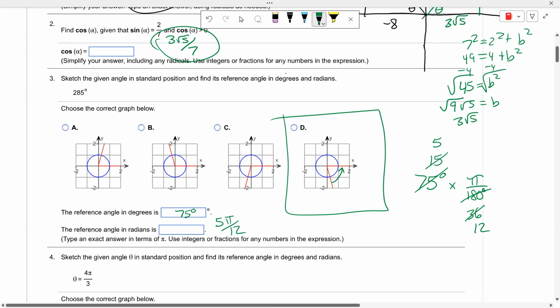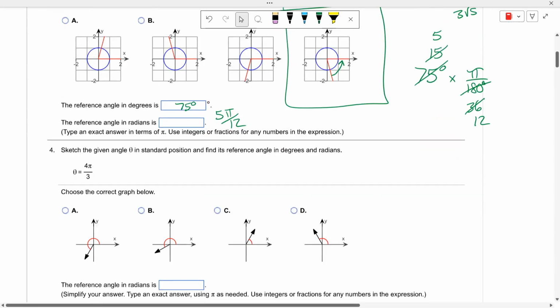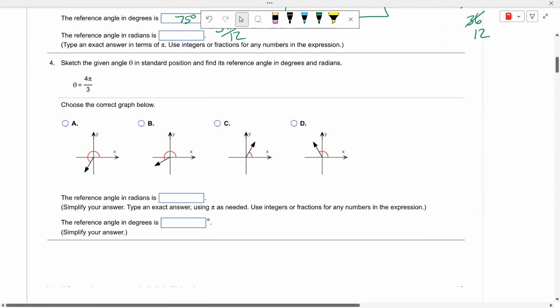You trust me? 75 degrees is 5 pi over 12. Okay. All right. 4 pi over 3. Now, if you're going, I have no idea where 4 pi over 3 is.